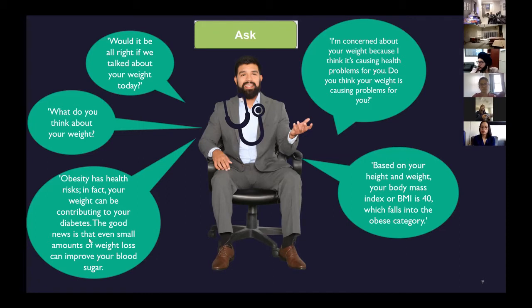And you just want to open discussion. The chances are people have thoughts about their weight. So if you just start by saying, what do you think about your weight? I guarantee you that everyone has thought about it before. Perhaps something that they think about every day of their lives since they were kids. And they probably have thoughts about what it's doing to their life or how much they care or what they've tried to do.